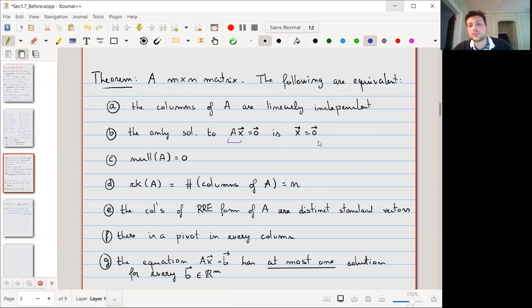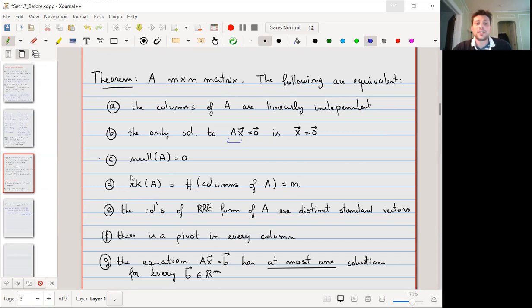Having 0 as the only solution means that you have no free variables. In other words, the nullity must be 0, because the nullity of A is the number of free variables it has. But the nullity is also the difference between the number of columns of the matrix, which is equal to n in this case, and the rank of the matrix. So if the nullity is 0, then the rank must be the same as the number of columns.